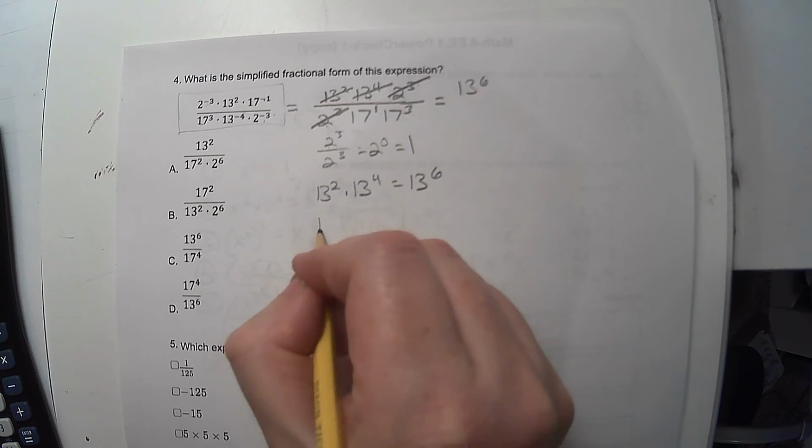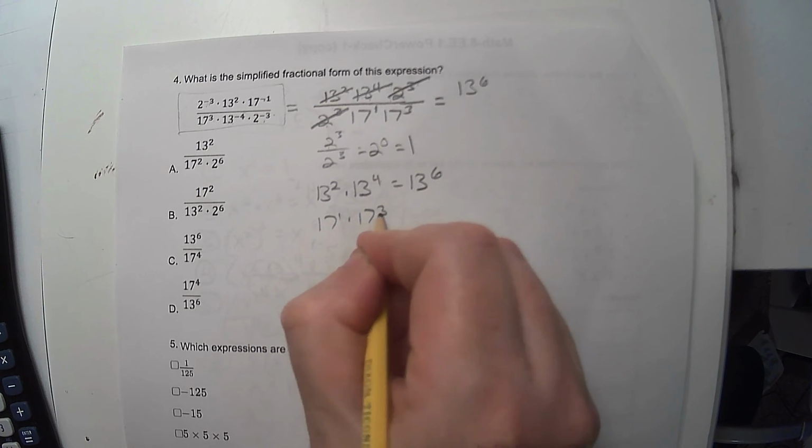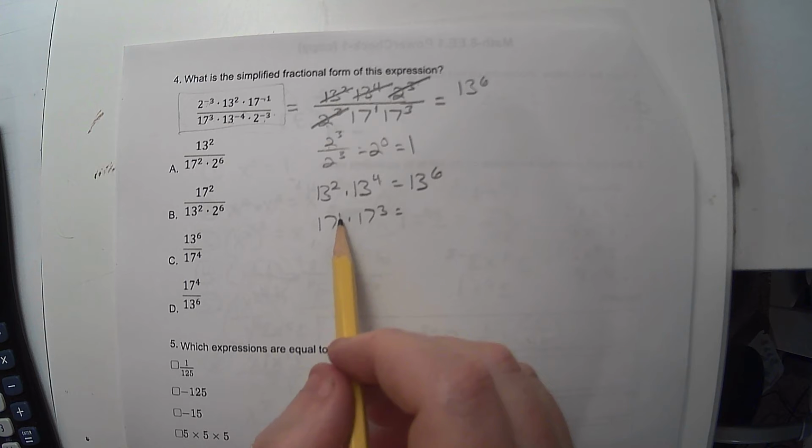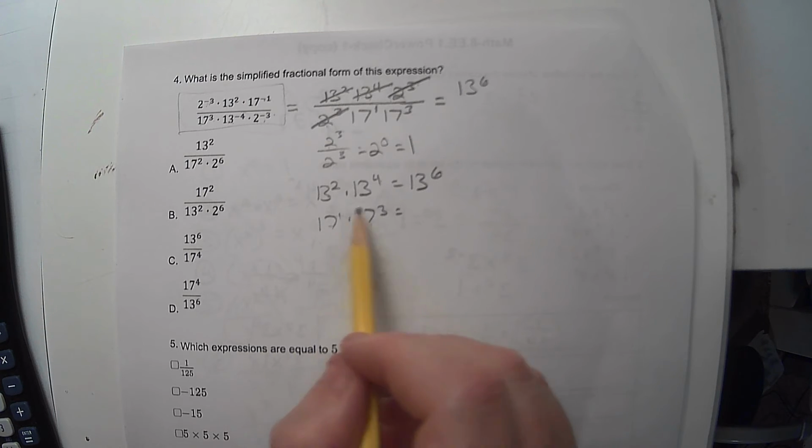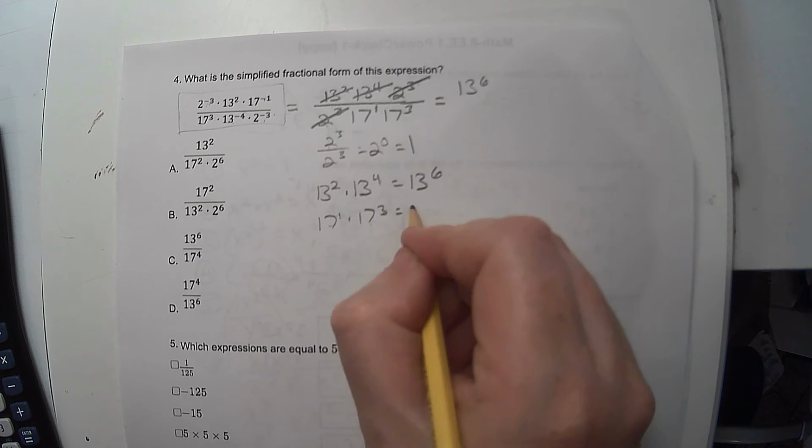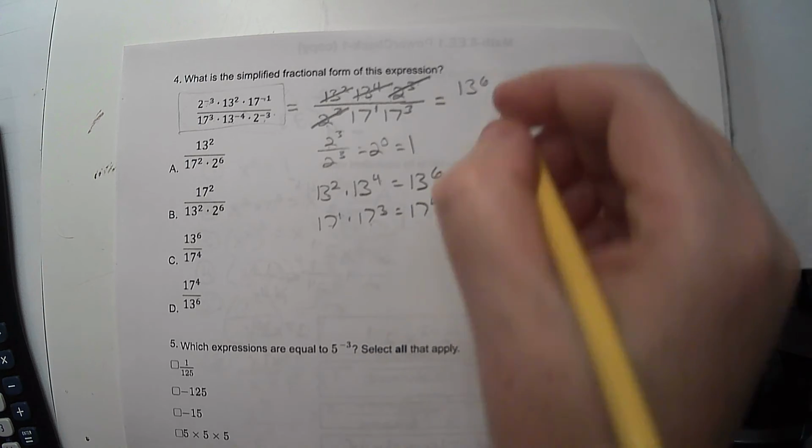Alright, looking at the bottom, I've got 17 to the 1st times 17 to the 3rd. Again, just follow your rules. They're side by side, so I need to take these exponents and I need to add them. So I'm going to end up with 17 to the 4th.